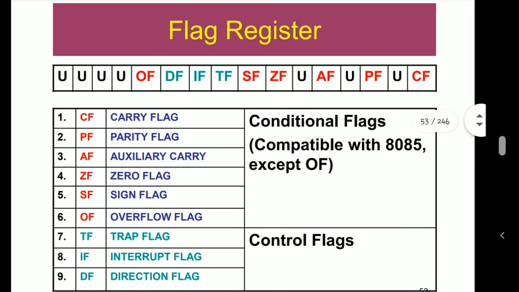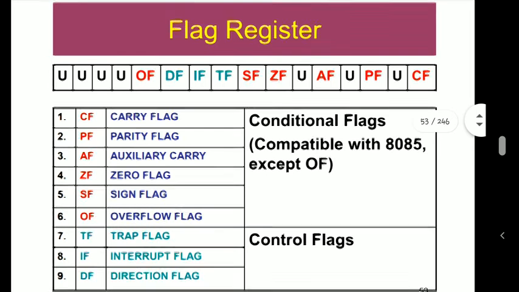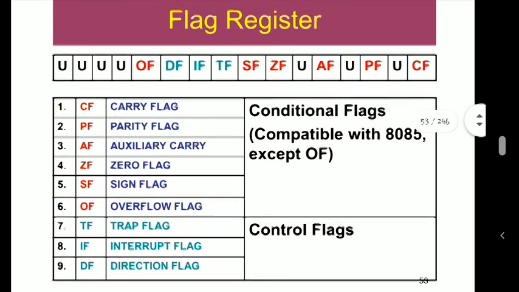Flags are divided into conditional flags and control flags: 6 conditional flags and 3 control flags. The conditional flags are the carry flag, parity flag, auxiliary carry flag, zero flag, sign flag, and overflow flag. The control flags are namely the trap flag, interrupt flag, and direction flag. These 6 conditional flags are affected by the arithmetic operations of the microprocessor.